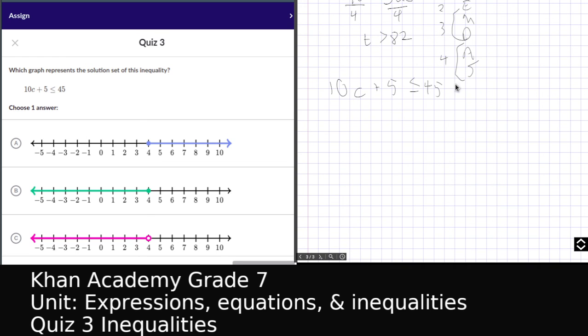And we're going to start with adding and subtracting. So I'm going to subtract 5 from both sides. And 5 minus 5 is 0, so it's less than or equal to 40. And now I'm going to go up here and divide by 10 on each side. So c is less than or equal to 4. So we know that because our variable is on this side, less than is going to be going that direction, right? And it's less than or equal to, so it's going to look like this. 4. So let's find that. And there it is.